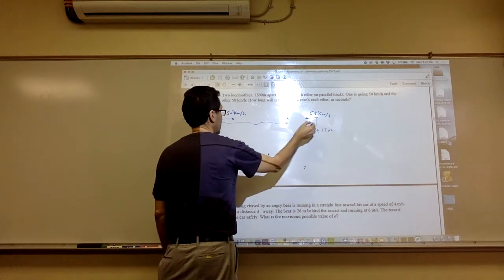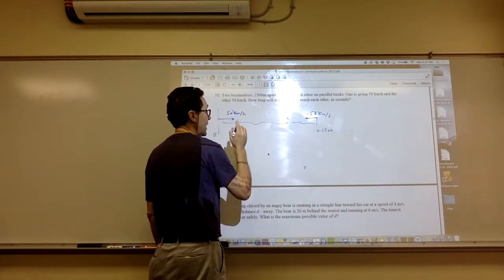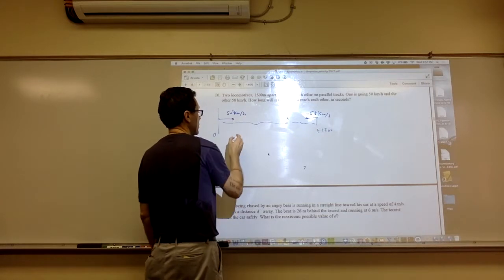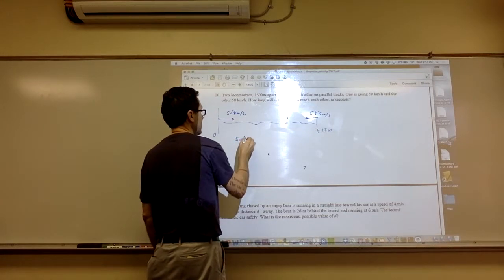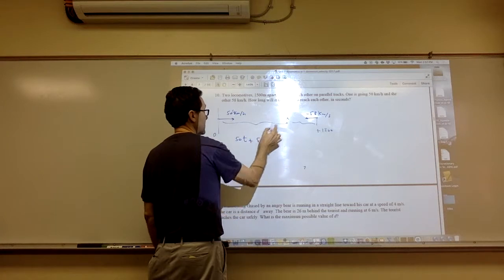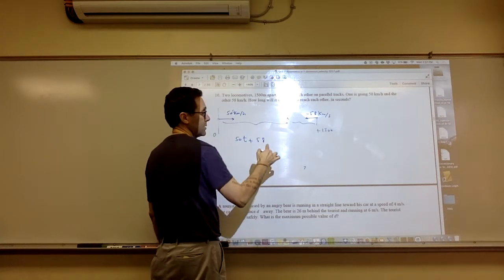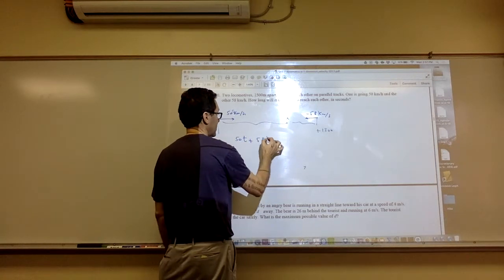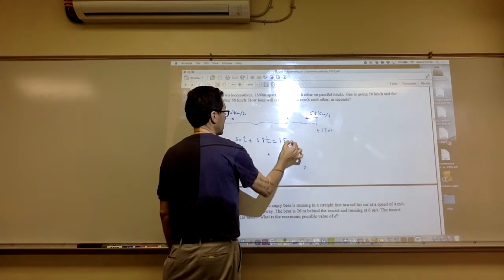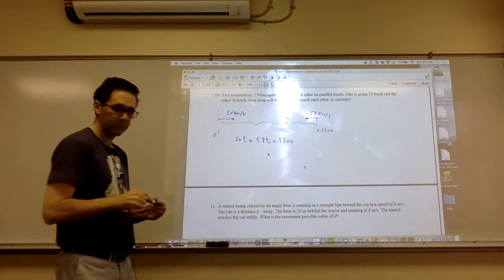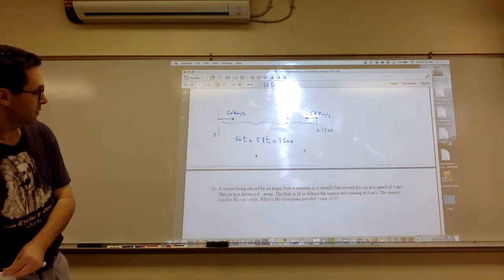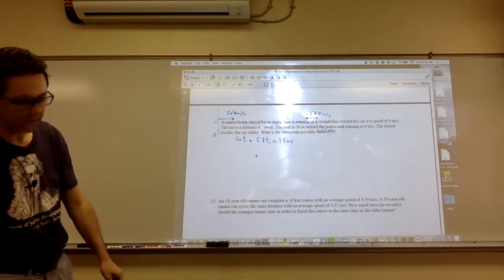Another way we could have done this, we can say, well, you know what, the distance traveled by this one plus the distance traveled by this one should add up to 1500. The distance traveled by this one is 50t, okay, plus the distance traveled by the other one. See, I'm talking distance here, so the direction doesn't matter. That should be 1500. And you will solve it like this. Okay? All right, let's look at number 11.